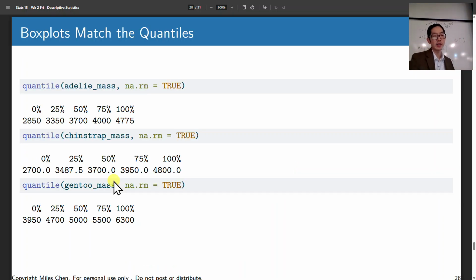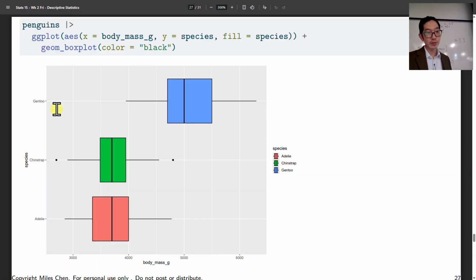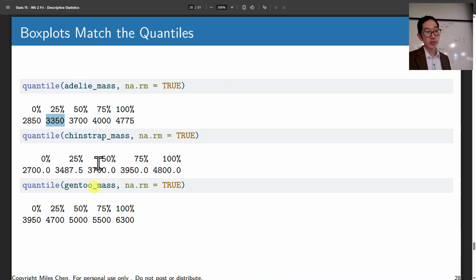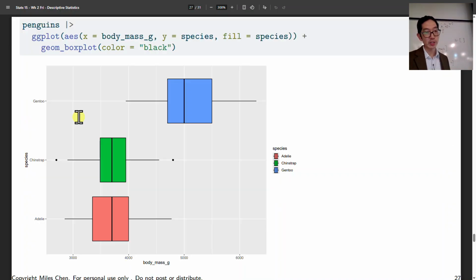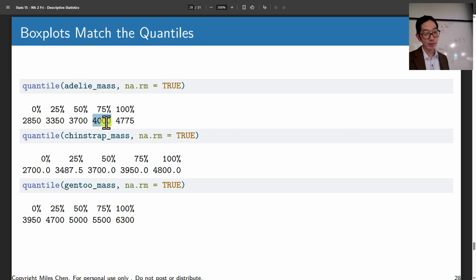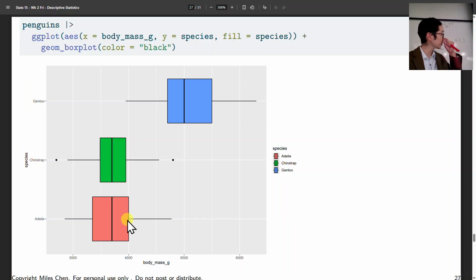And so these are the quantiles, and you can look and just make sure. If you type in quantile without giving it a percentage, like 0.25, it just defaults to giving you 5 quantiles: 0, 25, 50, 75, 100. So you can see the quantile for 25% is 3350, and that's going to be this edge right here. The quantile for the 50th percent is 3700, and that's this middle line right here. And the quantile up here, 75th percentile, is 4000, and that's right there, okay?